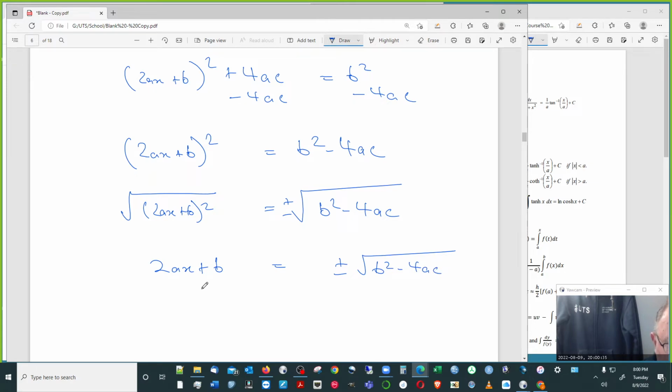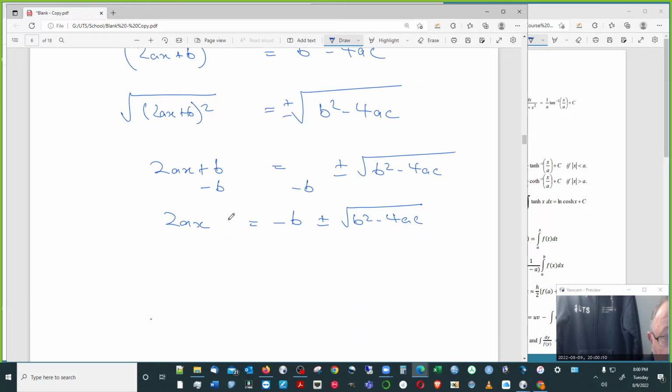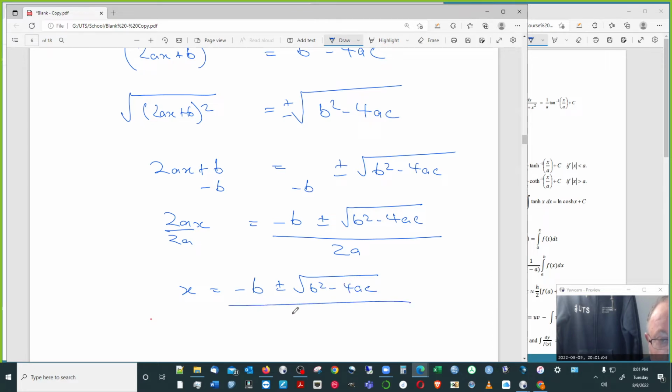Who can tell me what's going on? Minus b. Have you seen it yet? You're getting to the quadratic equation. That's exactly what we're doing. So this is where it comes from. We took the general form and applied completing the square to the general form, and we end up with the quadratic formula. So now you know where it comes from.